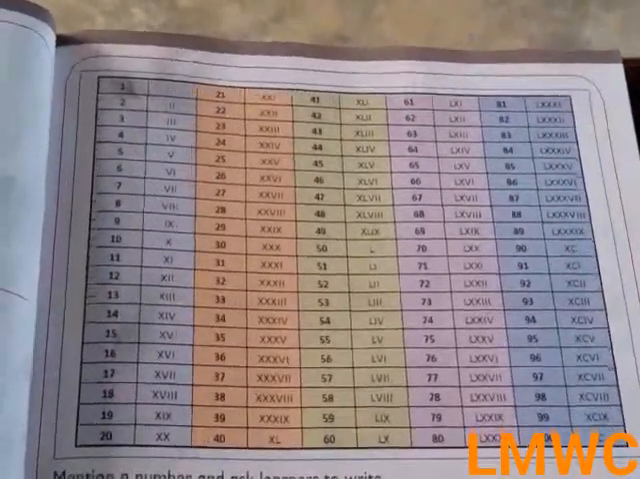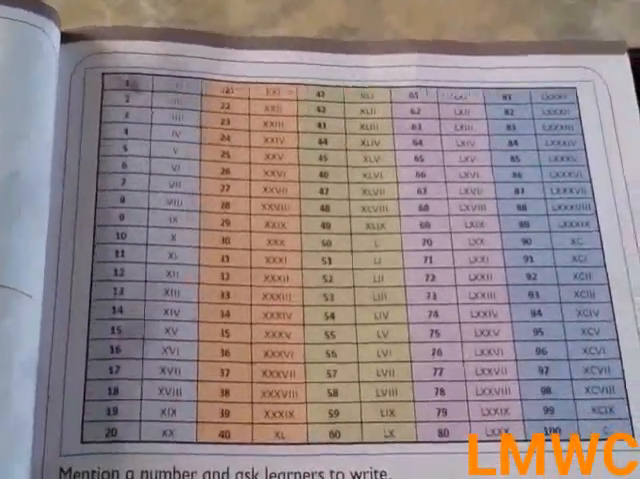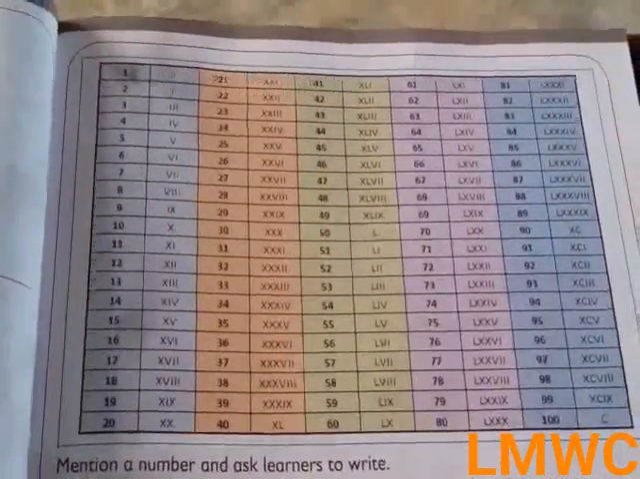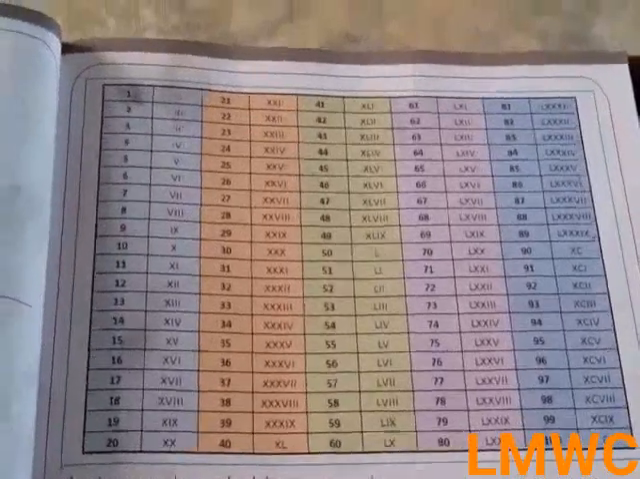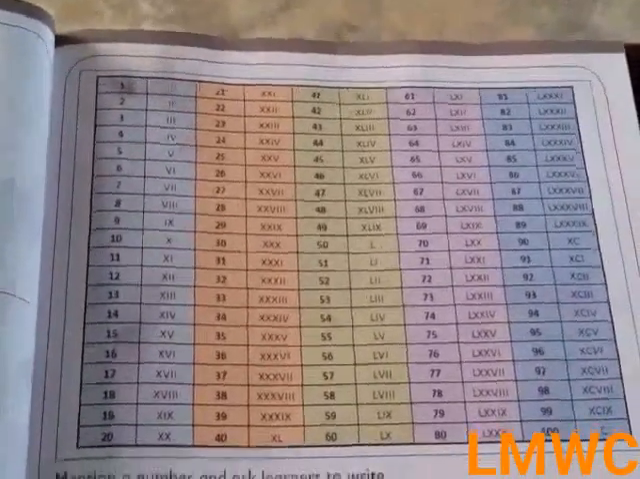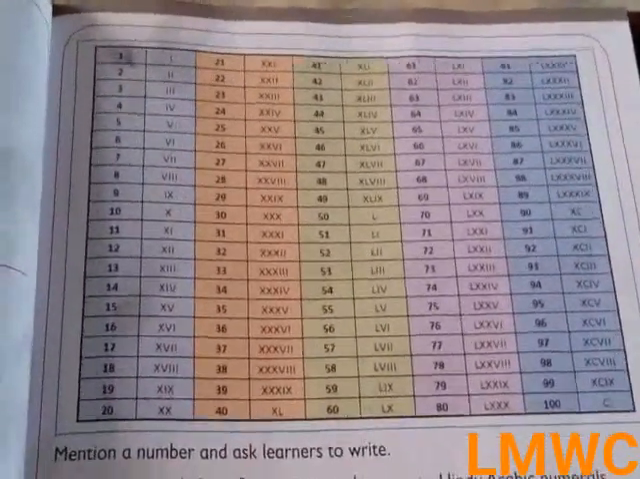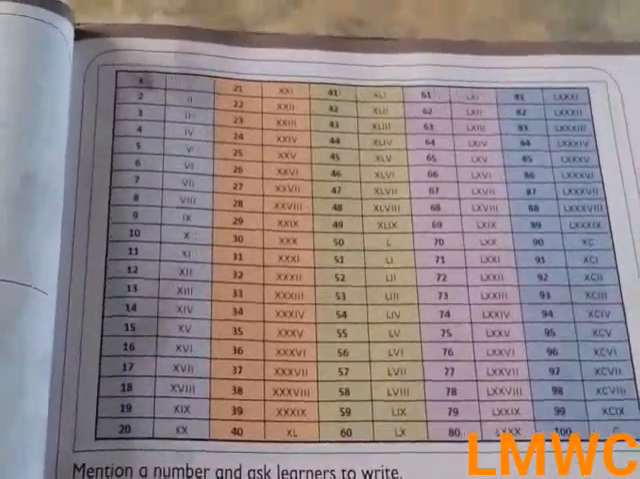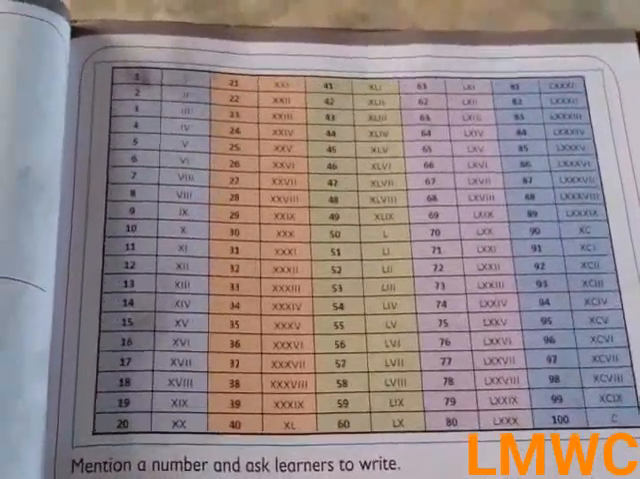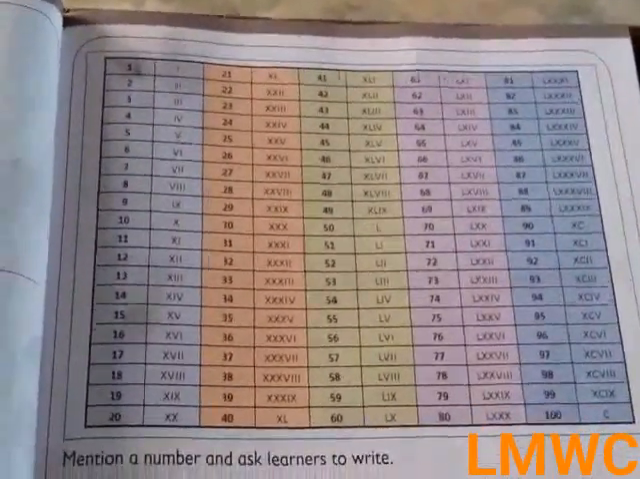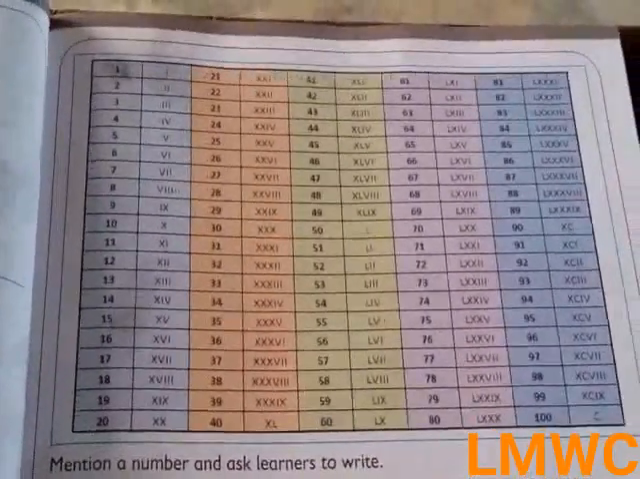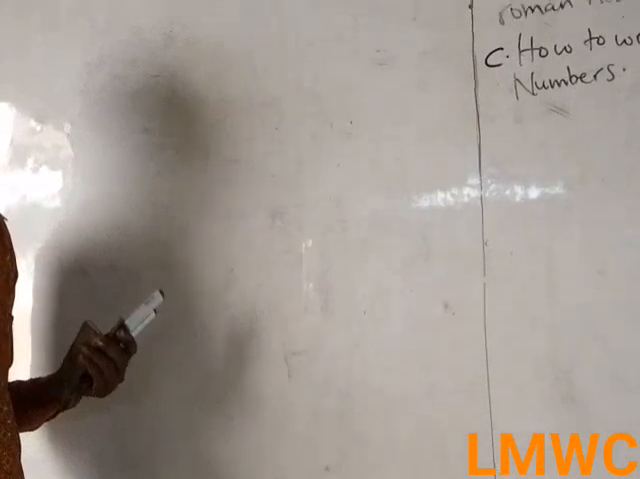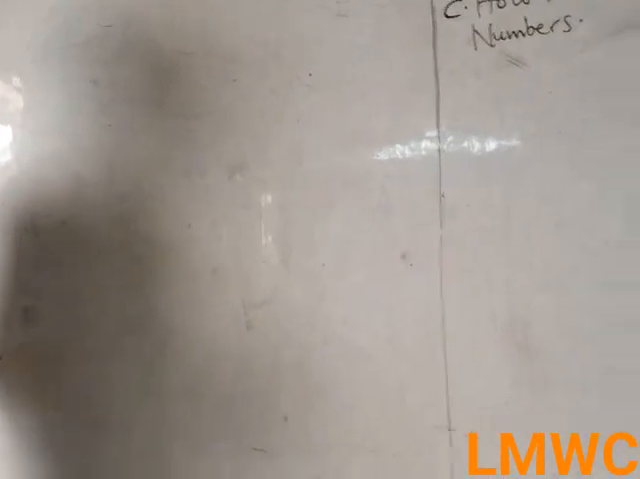Now these are the Roman numerals from 1 to 100. That's the Hindu Arabic numbers. They have been written in Roman numerals. So I will show you how to write these Roman numerals, but I won't show you all. I will guide you and show you the tricks in writing these Roman numerals. You should know certain Roman numerals because they are very important.